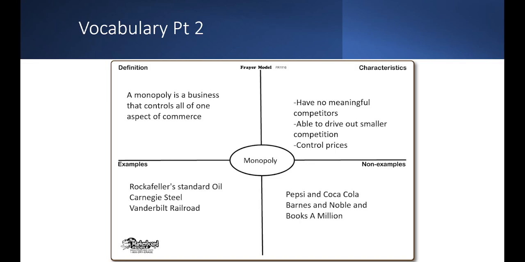And then for non-examples, I use more modern day products like Pepsi and Coca-Cola or Barnes & Noble and Books A Million, just to kind of show the difference between the way that companies function now versus then, but also because there's not really examples of monopolies nowadays, which is important for the kids to note because it will help them remember things like antitrust laws.